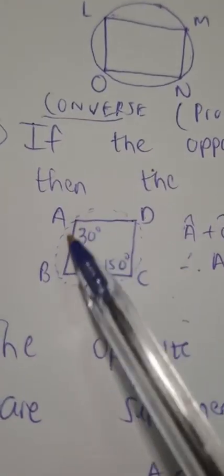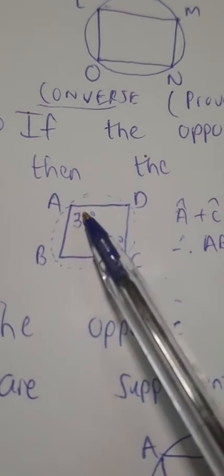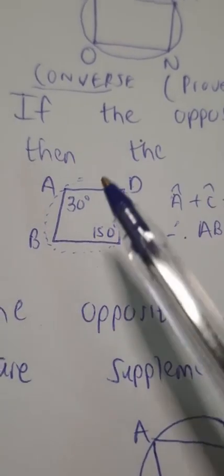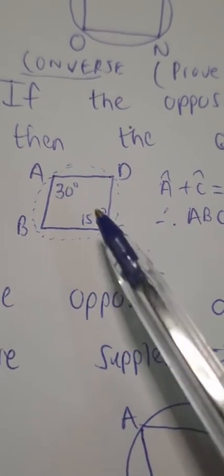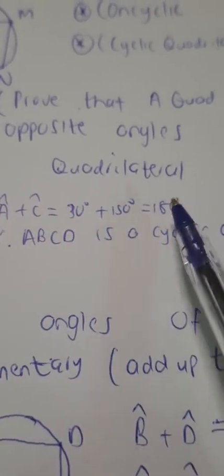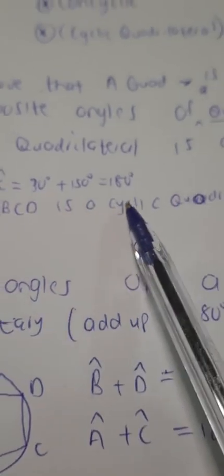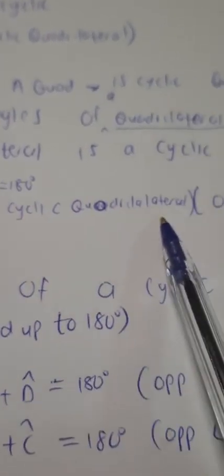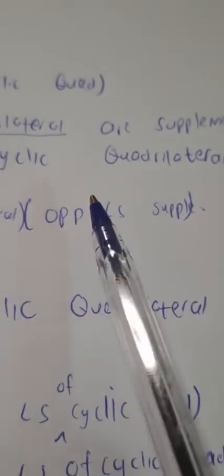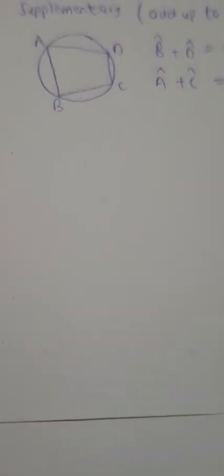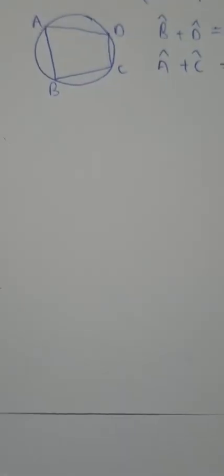So I had given you this quadrilateral. The angle here was 30 and this one was 150. There's no circle around this one. And then you can see, these opposite angles, when I add them, give 180. So I can conclude, therefore, that ABCD is not just a quadrilateral, but it is a cyclic quad. And my reasoning: opposite angles supplementary. Simply put, that's how I prove that a quadrilateral is a cyclic quad.